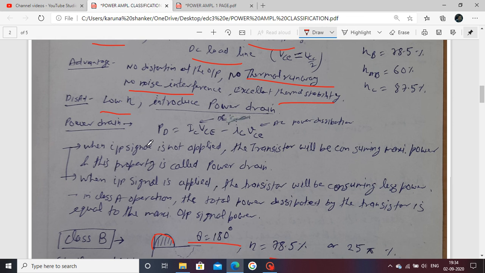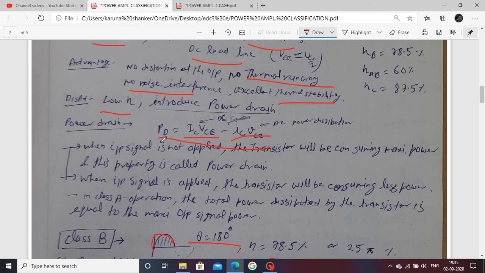Power drain, in equation form, this relation shows you the power drain. The power drain is the difference between the DC power, this indicates the DC power, and this indicates the AC signal power or AC power dissipation. It means when no input is applied in the power amplifier, that is the maximum dissipation. When the input signal is applied, then both are subtracted, giving the minimum power drain. Power drain means to drain power from the source to the ground side.